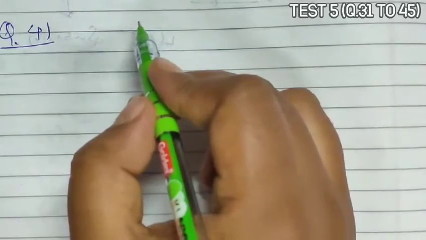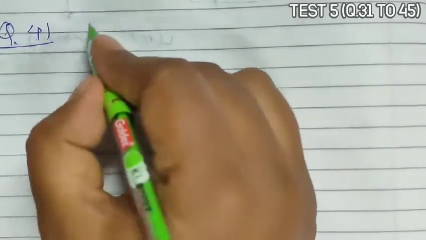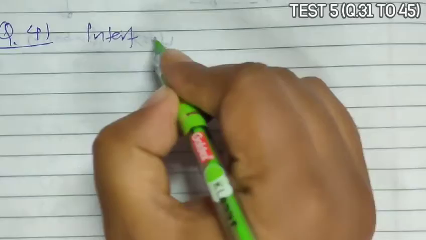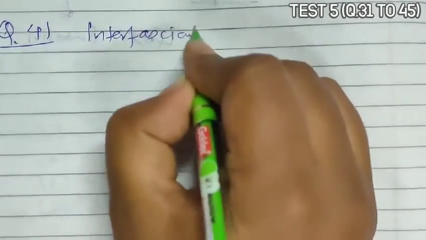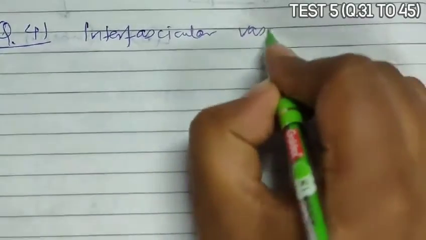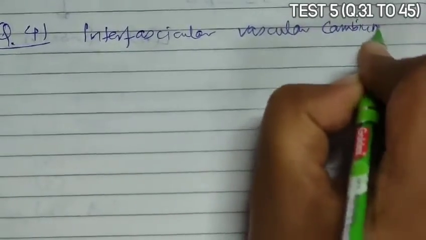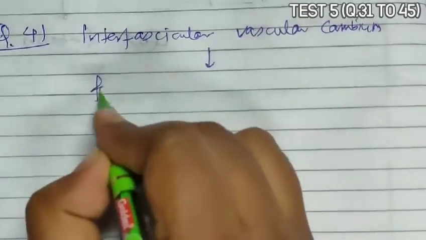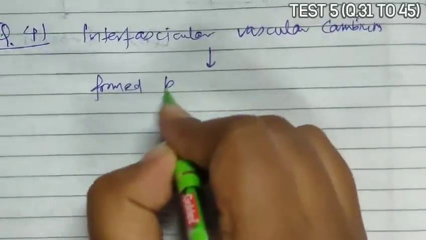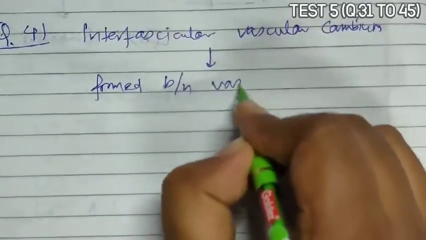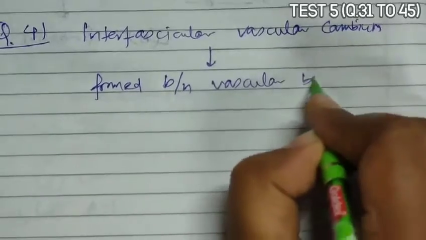Next is question number 41. It asks that interfascicular cambium develops from the cells of what. Interfascicular vascular cambium is a cambium which is formed between the vascular bundles.